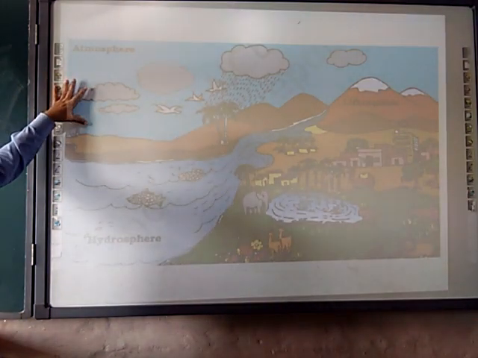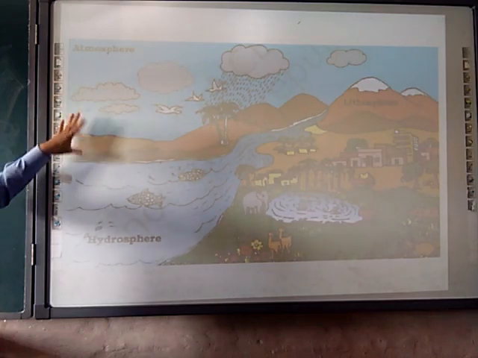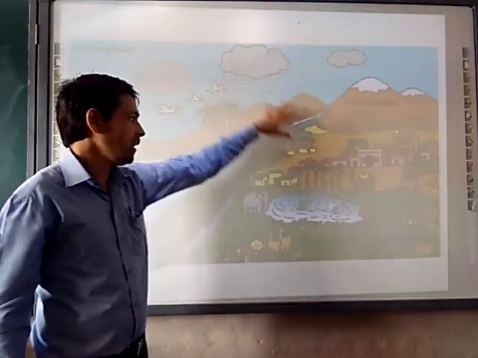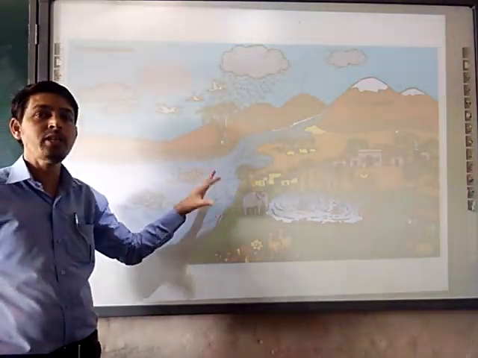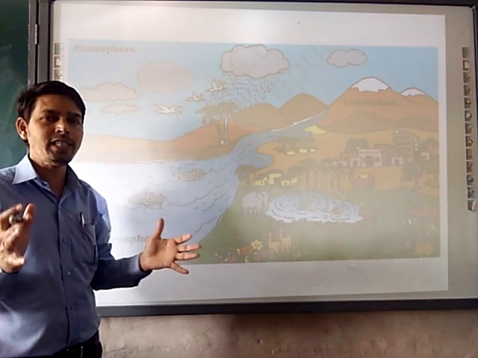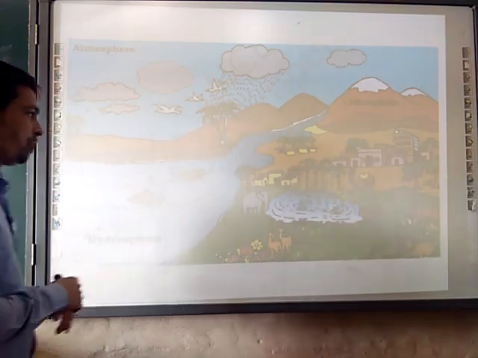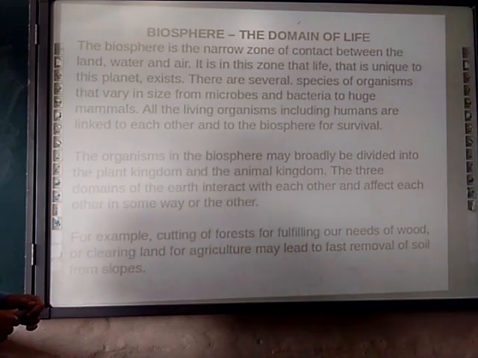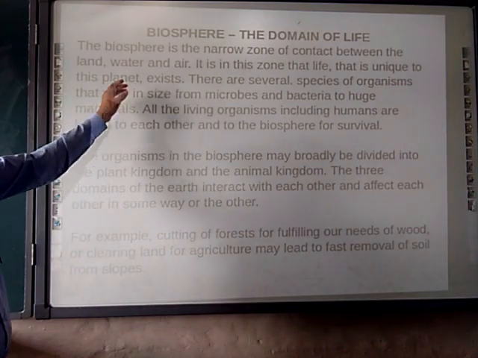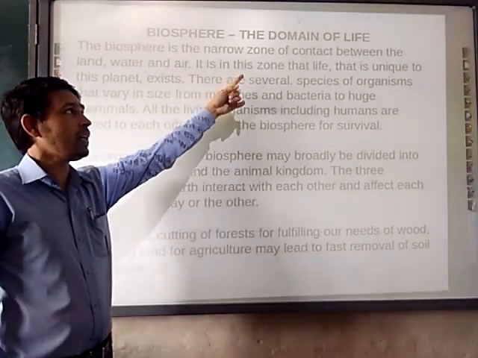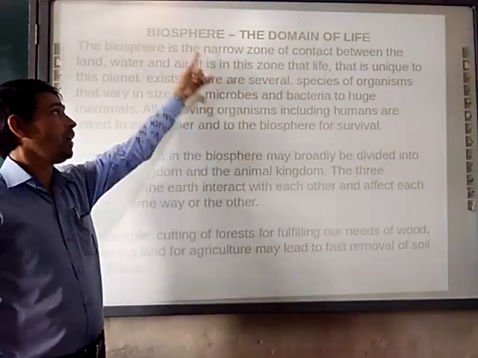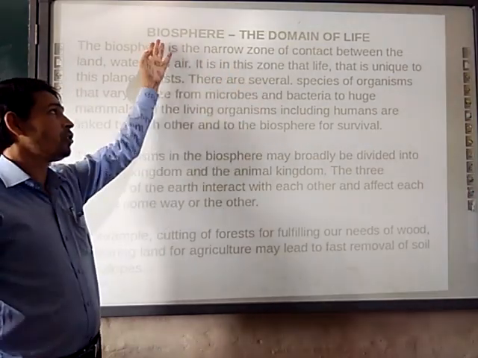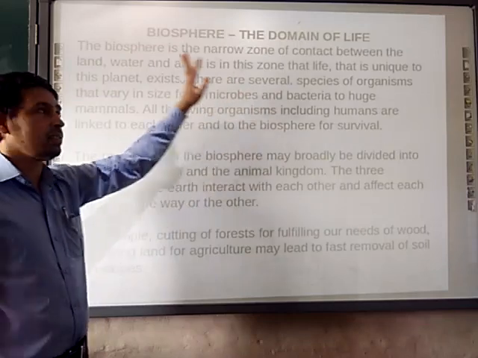Next, can you please observe this? This picture is speaking about atmosphere, hydrosphere and lithosphere. When these three spheres connect together, life is possible, and that sphere is called the biosphere. Biosphere, the domain of life, right? If we speak about hydrosphere, it is the domain of water. Atmosphere is the domain of air. Lithosphere, the domain of lands.